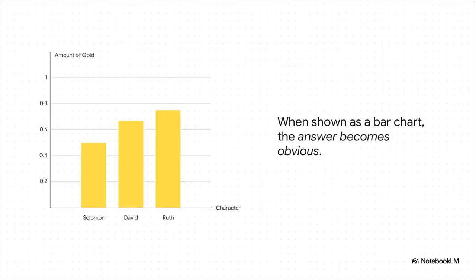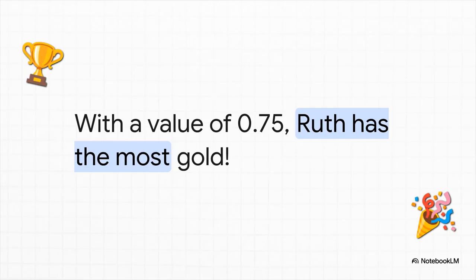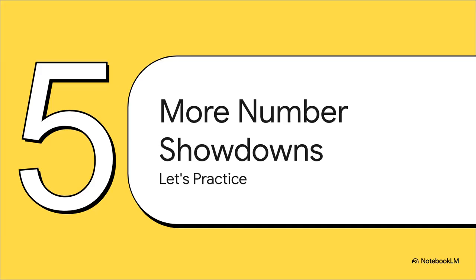And look at this. Look what happens when we actually visualize these decimals. When you put it in a bar chart like this, bam, the answer just jumps right out at you. This shows you just how powerful finding that common language really is. And there is our answer, clear as day. With a value of 0.75, Ruth has the most gold. The mystery is solved. See, that wasn't so bad, right?